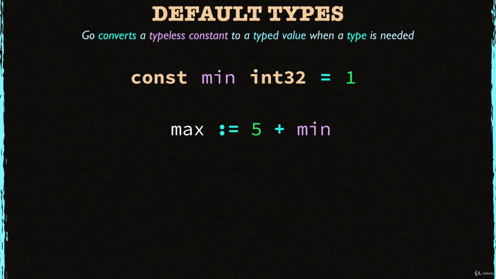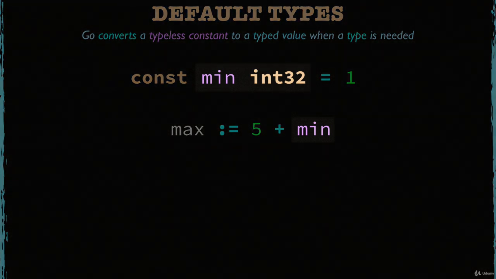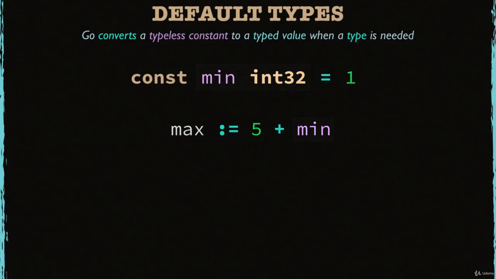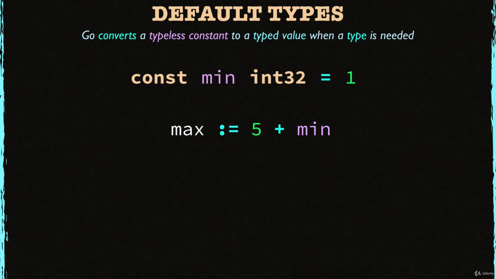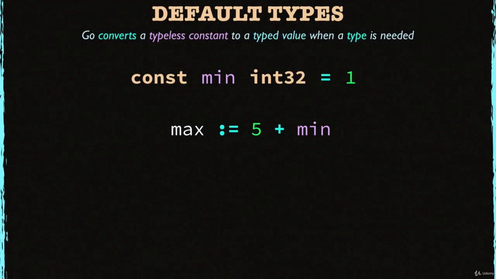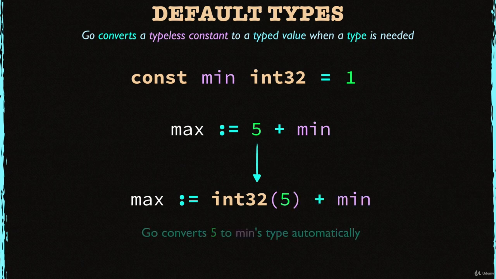Here, I'm declaring a variable, right? And every variable needs a type. So Go needs to find a type for this variable. But how? There is a typed value in this expression. Yes, it's the mean. It has a type. Its type is int32. Another problem is, to make this expression work, Go needs to convert the typeless integer 5 to the type of the mean. So Go decides to convert the 5 to the int32 like this. And in the end, max variable's type becomes int32.